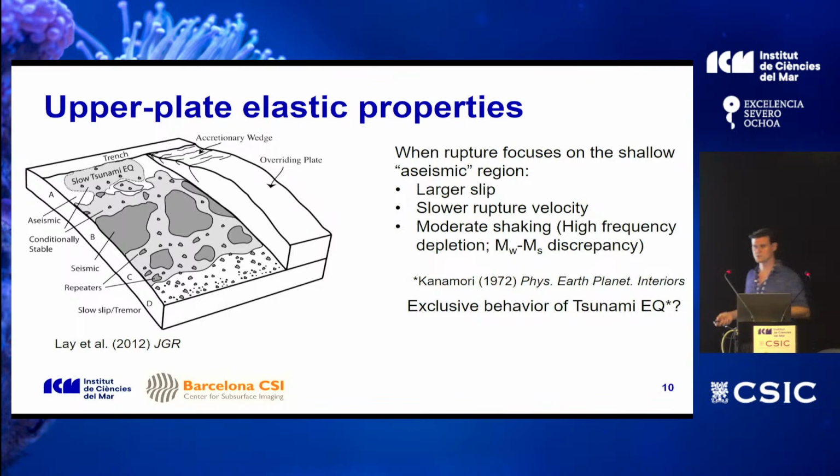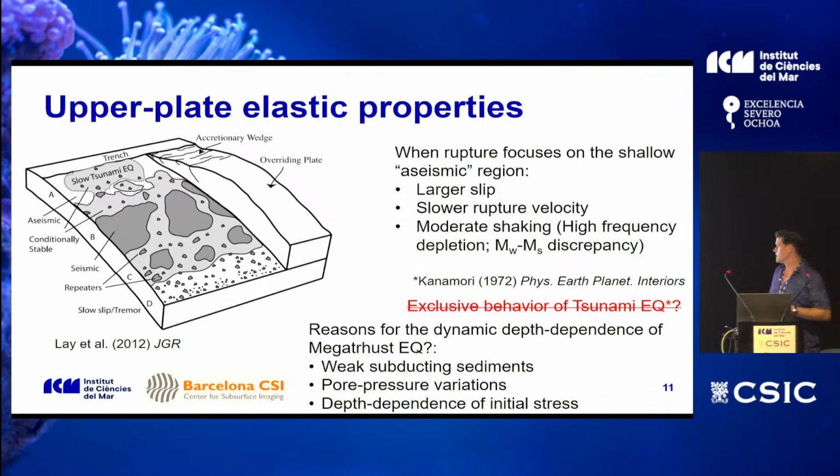For example, the Tohoku earthquake displayed moderate shaking, larger slip, and a slow rupture velocity when it reached the shallowmost part of the megathrust. So this behavior is not exclusive to tsunami earthquakes, but to all earthquakes that reach this shallow portion. Why? Well, there are many reasons that were proposed.